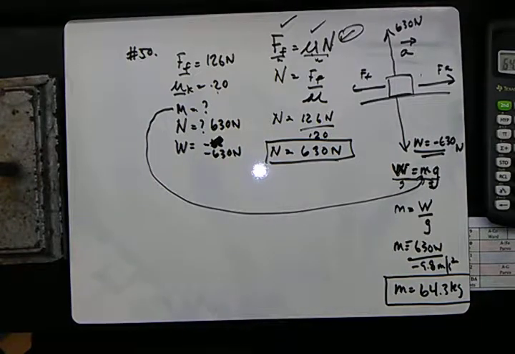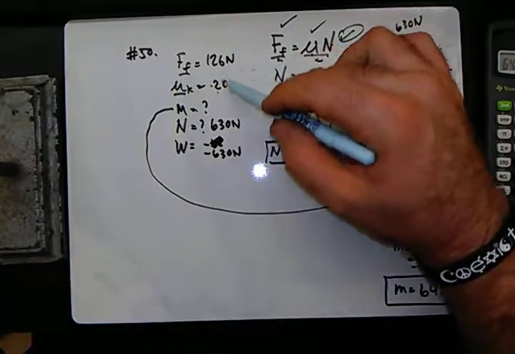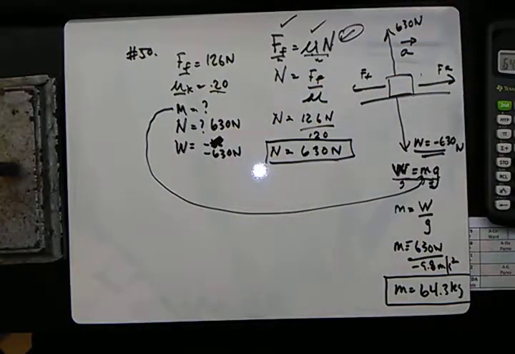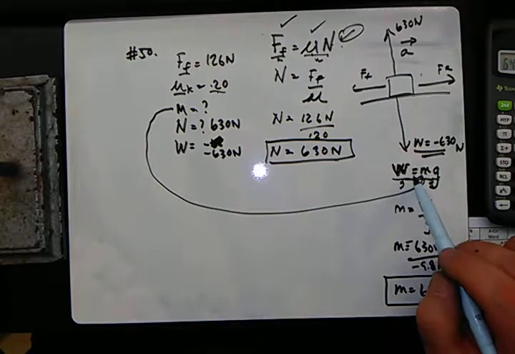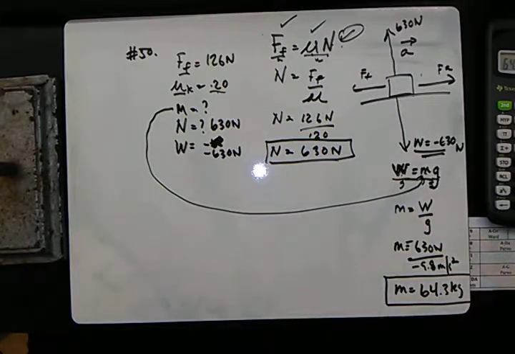So we were only given two things here, the coefficient of friction and the force of friction, but we were able to use both formulas, the friction formula, and then the weight equals mass times gravity formula to figure out what the mass of that object is. All right, hopefully that helps.